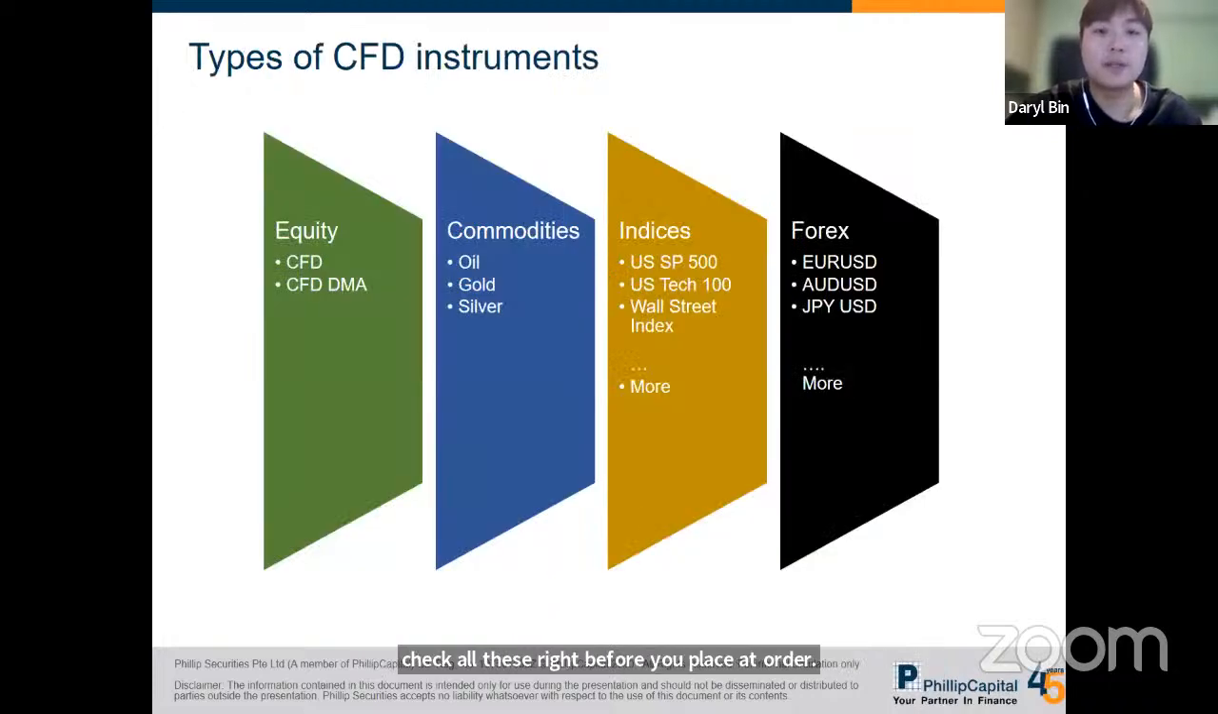So these are the different types of CFD instruments. We have the equities where we offer CFD and CFD DMA. We have the commodities, which are mainly oil, gold, silver. And we also have indices like S&P 500, US Tech, Wall Street Index, and many more. And there are even mini contracts for the indices. And next we have the Forex.